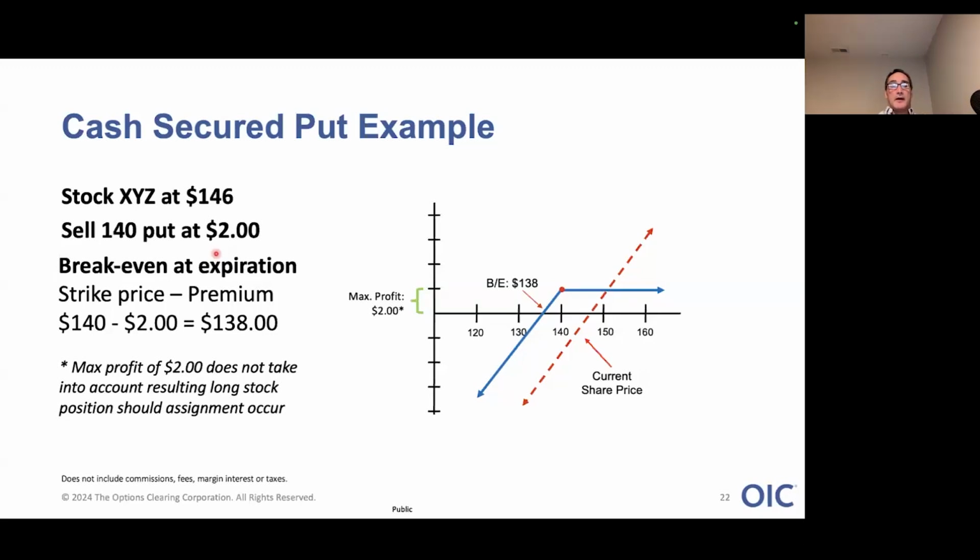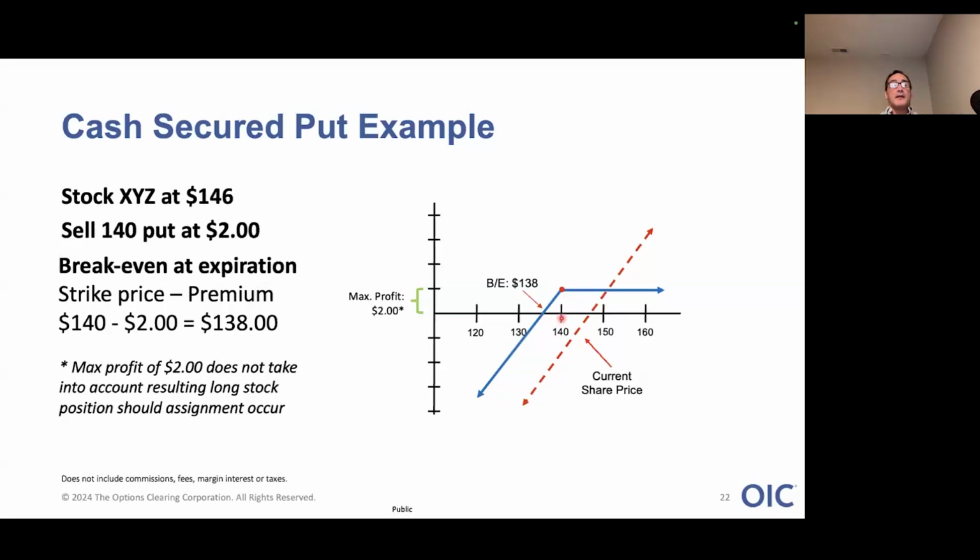our risks are undefined. In the case of a put, a stock can only go to zero, so we know our risk is down to zero should we get assigned on this put. But by selling this put for $2, now we know exactly how much we can make. So buyers of options have defined risk, undefined reward. Sellers of options have defined reward, undefined risk. Once again, the max profit on this position would be $2 if this put expires worthless, but that doesn't take into account any resulting long stock positions should assignment occur.